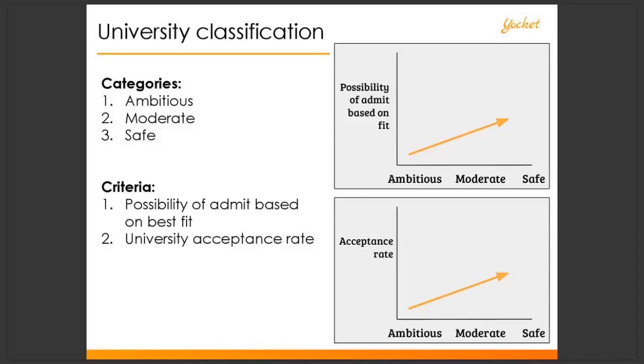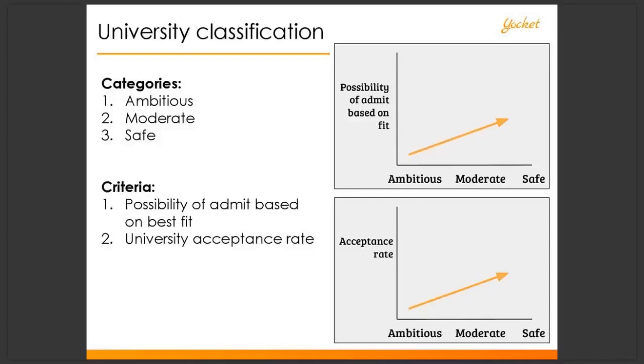Now for the ambitious category, naturally, the fit is a little lesser. Here you think that the university fits your bill very well, but the other way around, that is vice versa, may not be so much true. Your profile does not really match up that well with the university's requirements. That is when it becomes ambitious.